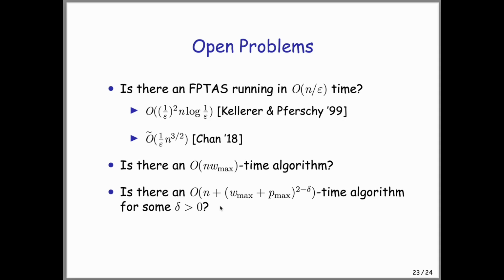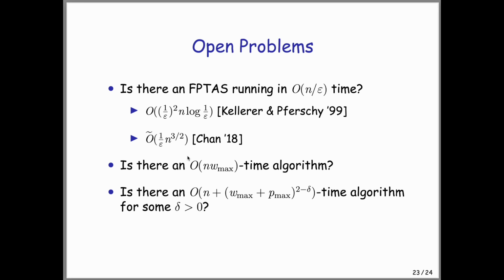Although we close the gap in this form of FPTAS, there are still some open problems about Knapsack. First, can we find an FPTAS running in n over epsilon time? Right now, in this form, the best schemes run in either 1 over epsilon squared times n, or 1 over epsilon times n to the power of 3 halves.